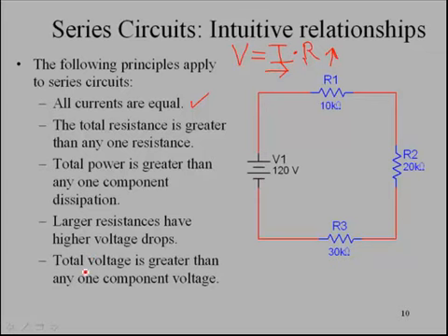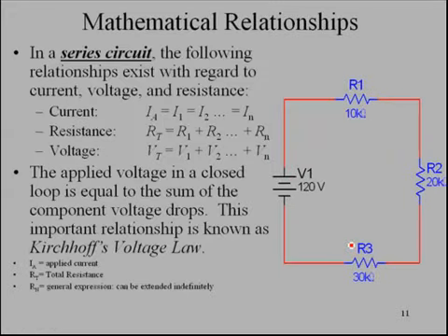And finally, the last intuitive relationship: total voltage is greater than any one component voltage. So the total voltage in this case is 120 volts. This will be greater than the drop across any single component. And those are referred to as intuitive relationships about series circuits.